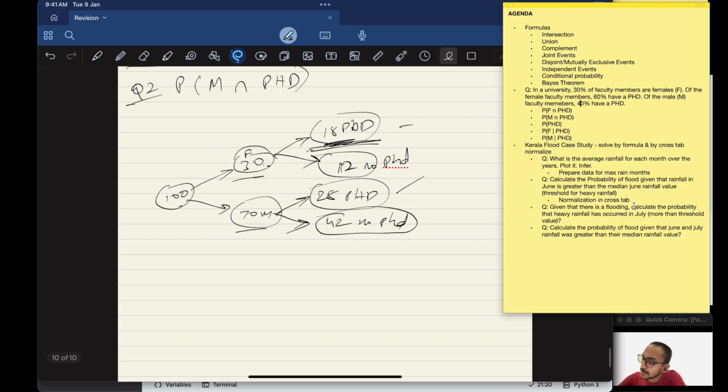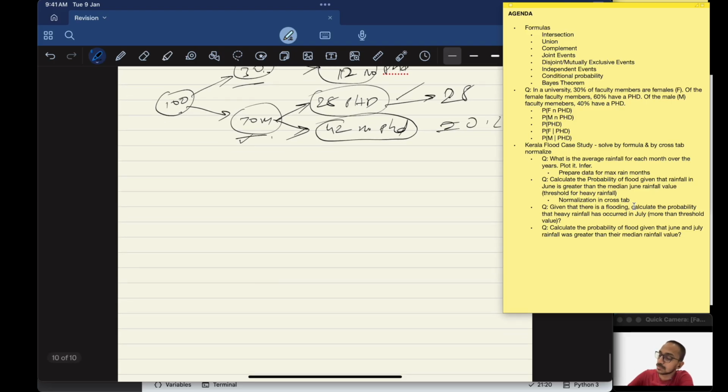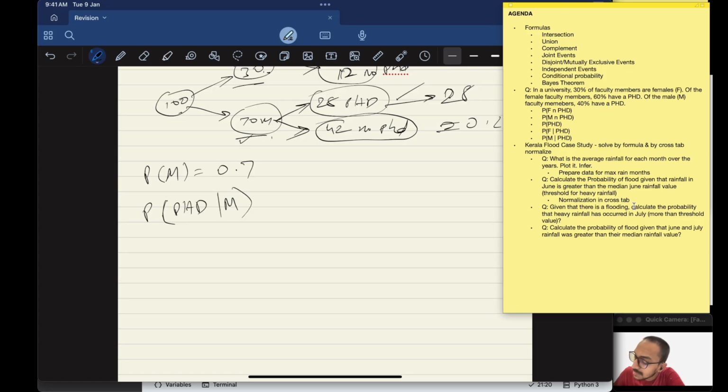So based on this data, male, there are 70 of them, and being a male and having a PhD is 28 of them. So 0.28 is the answer. So let's do it based on the formula. So the formula: P of M is 0.7, P of PhD given male is 0.4.